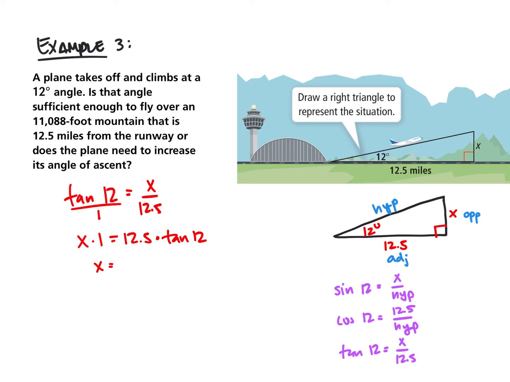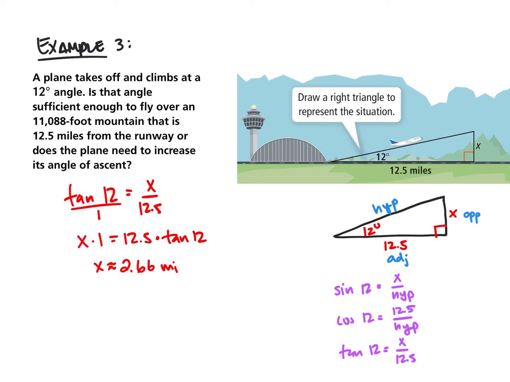So 12.5 times tangent 12 is equal to about 2.6, let's go with 2.66 miles. And I know this unit would be miles because the 12.5 was in miles. So I don't think I'm ready yet to answer my question, because now I know how many miles above the ground my plane will be when it reaches there. This amount is 2.66 miles, but I need to know how many feet above it will be.